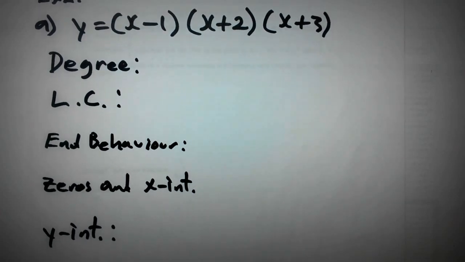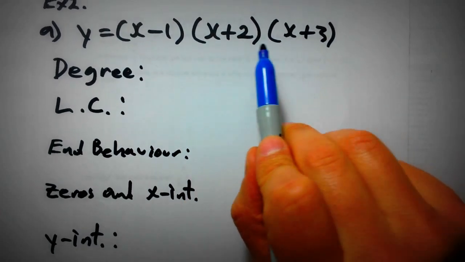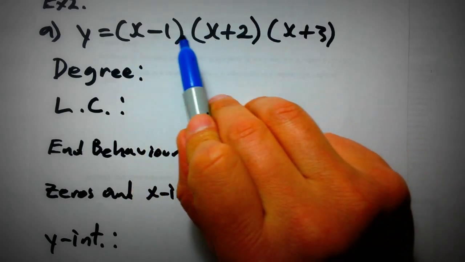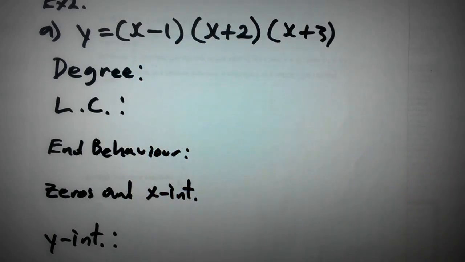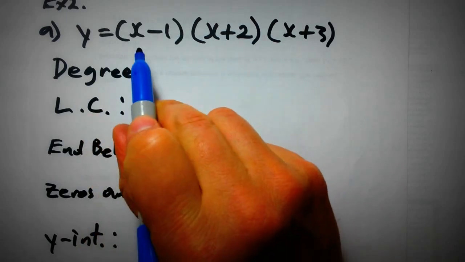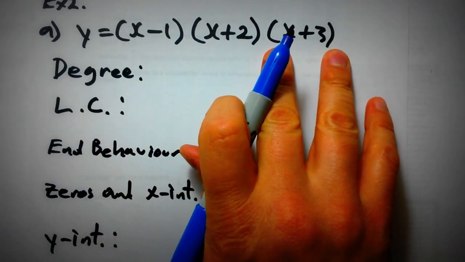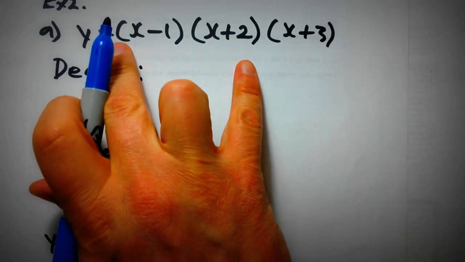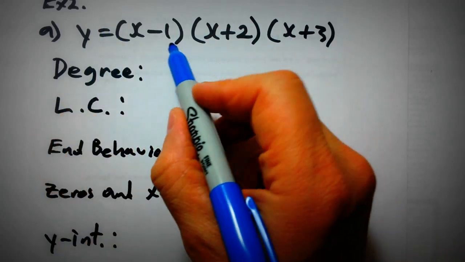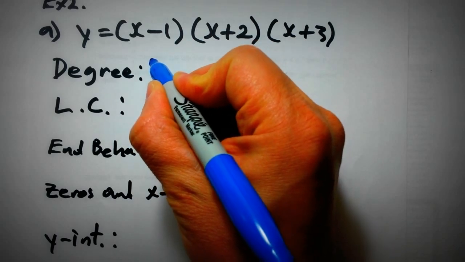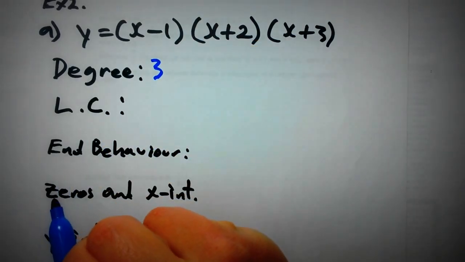Okay, so what's the degree of this function? Well, we have 3 expressions in brackets. If we were to expand these two, we get a quadratic relation, and then if we were to bring this expression, x plus 3, into the quadratic, we're definitely going to end up with an x to the power of 3, so we could say that the degree of this function is 3.